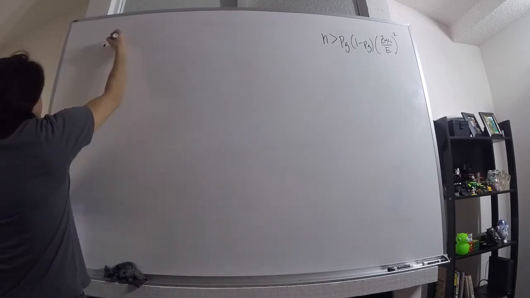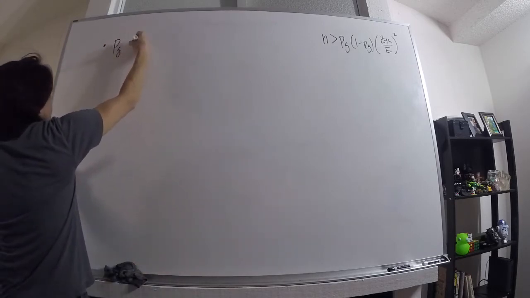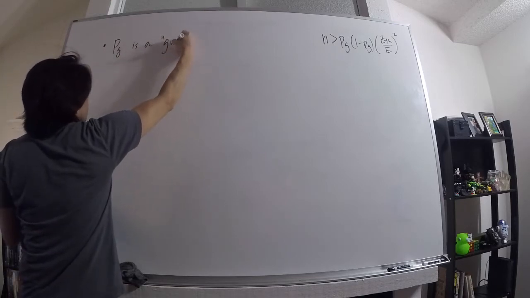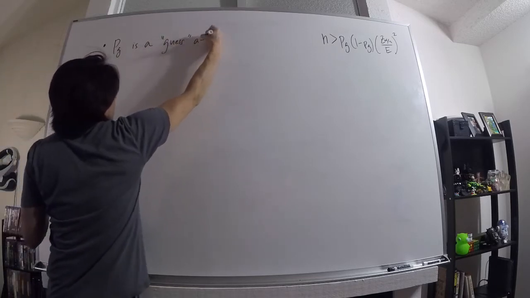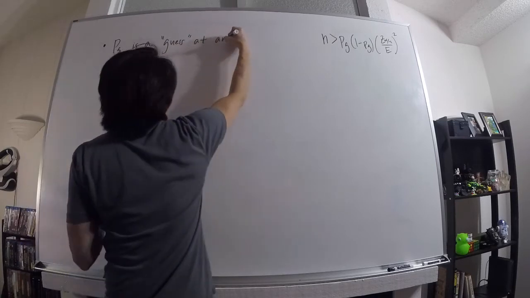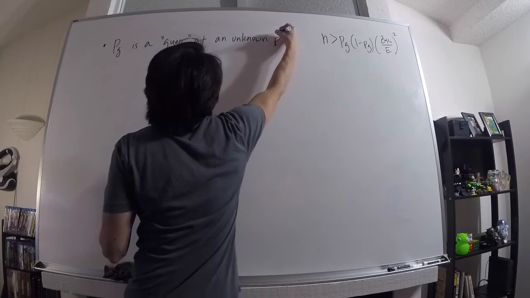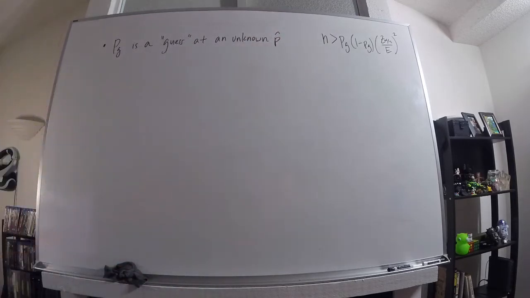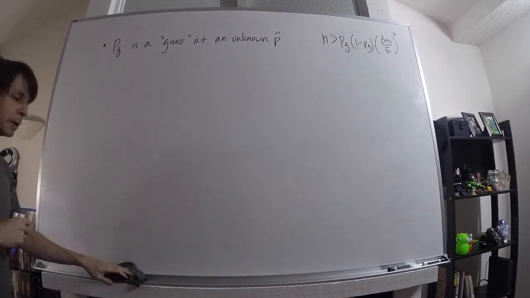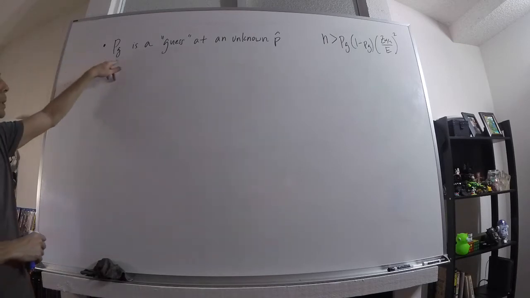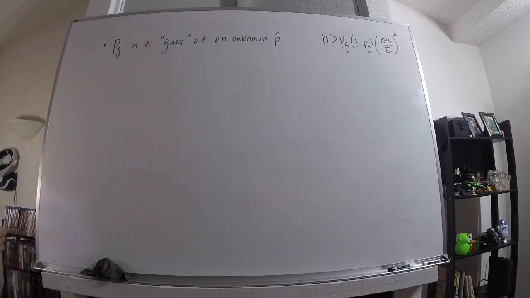Bullet point related to that. PG is the reuse of subscript G for a guess at an unknown P hat. So again, you won't know P hat until you actually start surveying people. This whole question is how many people you should survey before you even start. You won't know P hat. PG will be a guess for that, and I put it in quotes because you're not really actually going to guess.